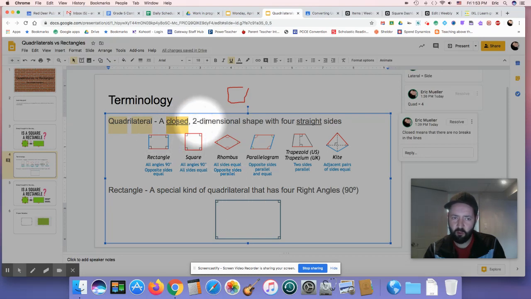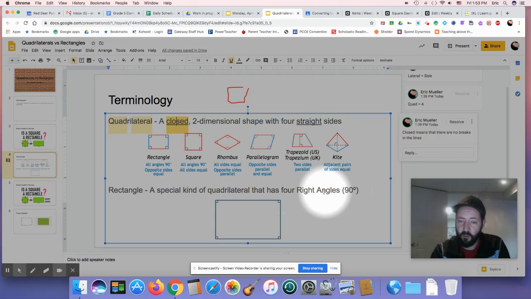It's a closed shape, it's two-dimensional, and it has four straight sides. But the thing about a rectangle that makes it unique from, say, other types of quadrilaterals is that it has exactly four right angles. And if you remember a couple of weeks ago, I think it was actually the second last day before Easter break, I taught you about right angles or 90-degree angles. And so down below here, we have a rectangle, and it has exactly four right angles in it.